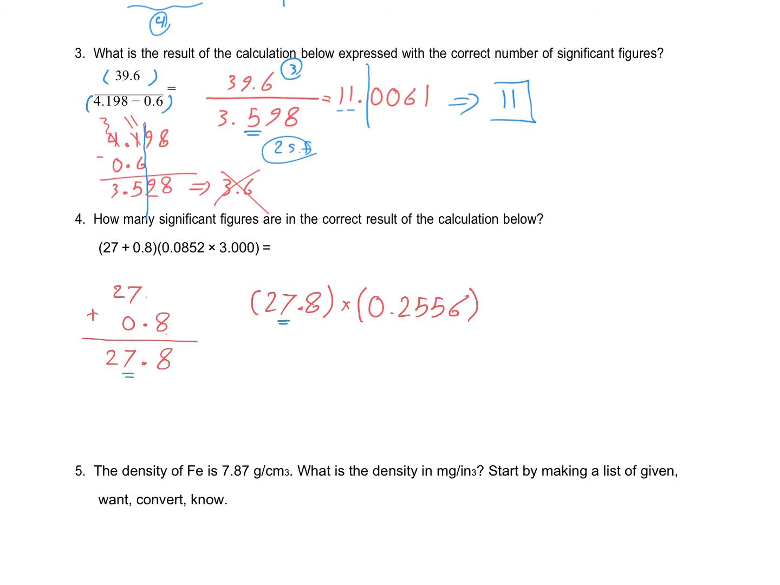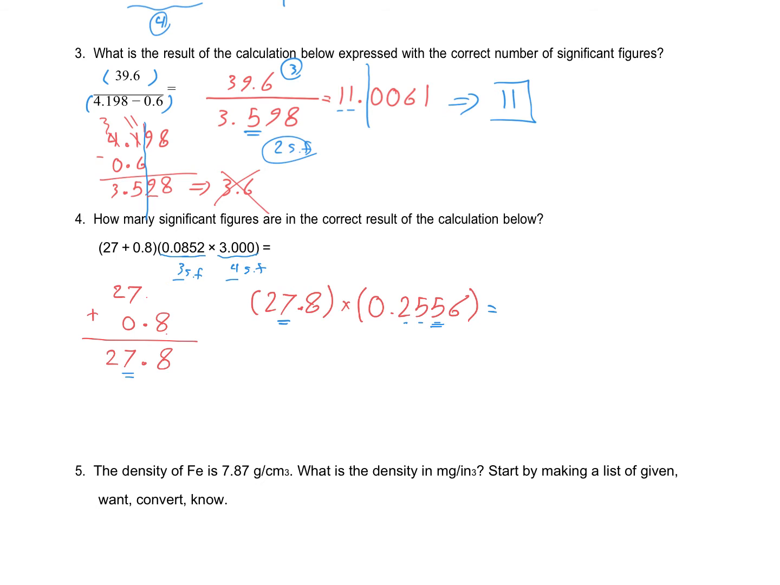For multiplication, you have to go with the smallest number of significant figures. This one here has 3, and this one here has 4. So how many should the answer have? 3. This one is 3, this one is 4. So starting from here, 1, 2, 3. So this is the last significant figure.